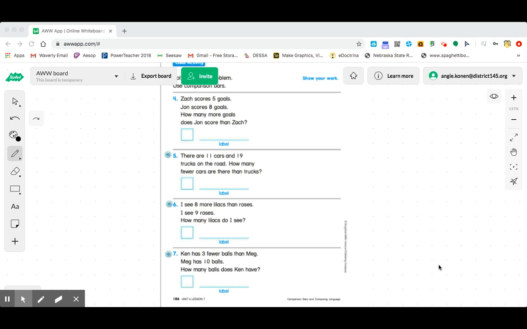Hi, first graders. Today is Thursday, our last day of math for the week. We are going to talk again about comparison bars.